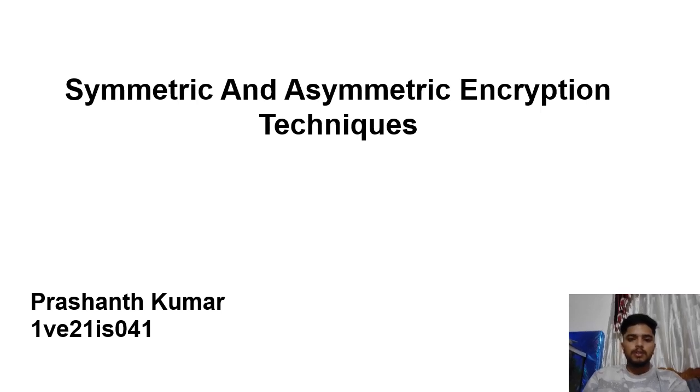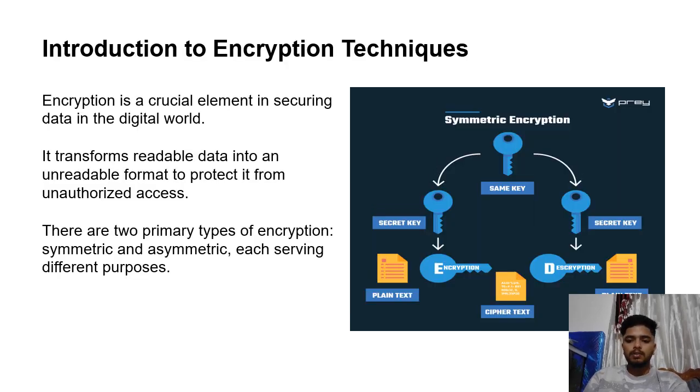Today we are going to discuss the topic symmetric and asymmetric encryption techniques. So, introduction to encryption techniques. Encryption is a crucial element in securing data in the digital world. It transforms readable data into an unreadable format so as to protect it from unauthorized access. There are two primary types of encryption, symmetric and asymmetric, each serving different purposes.